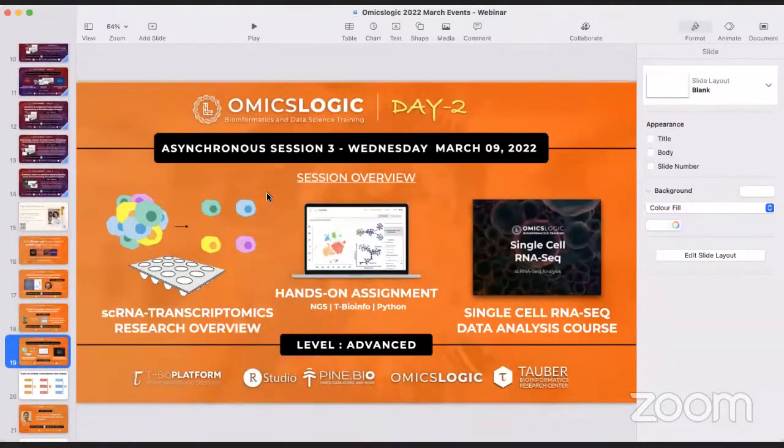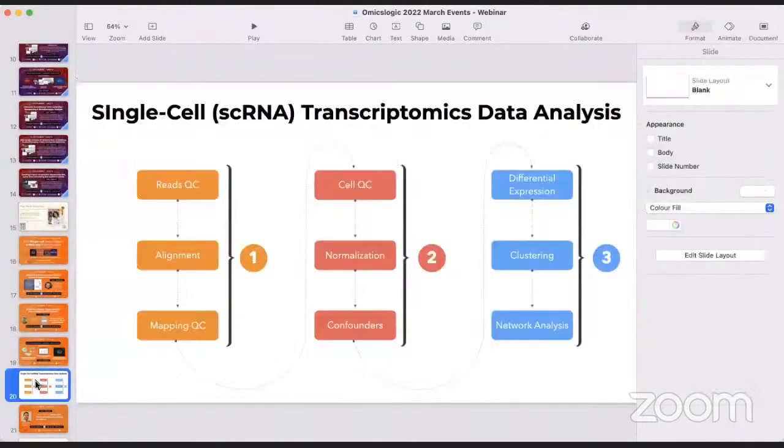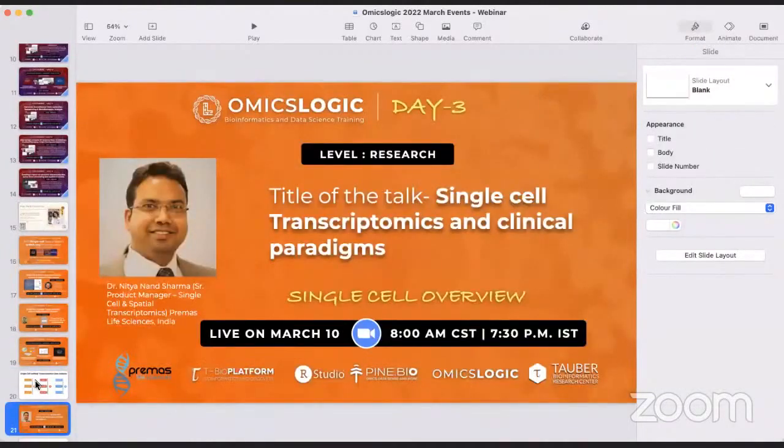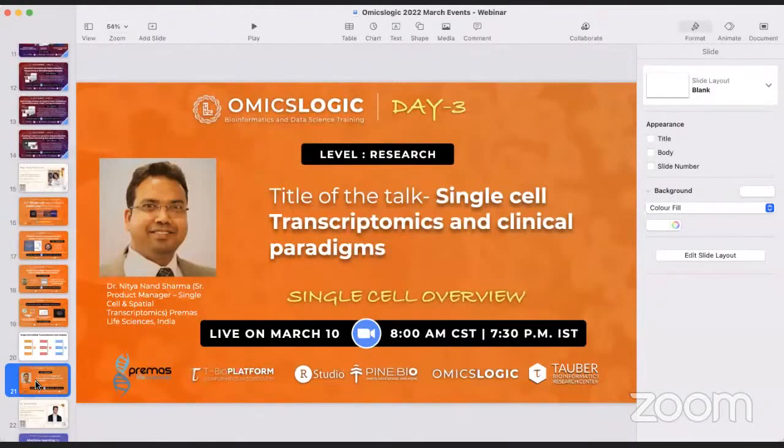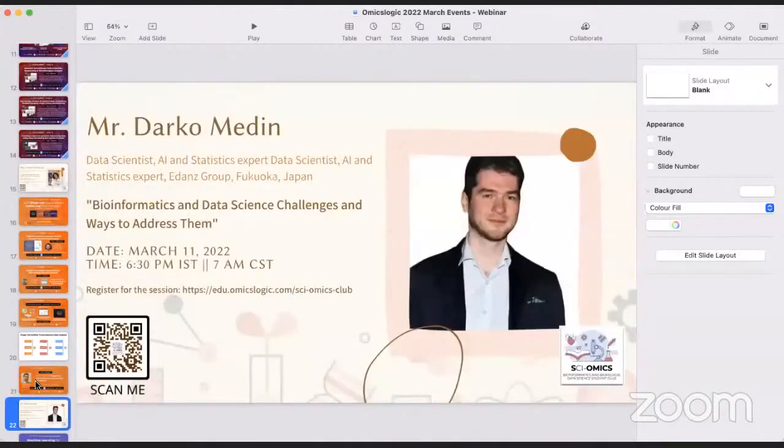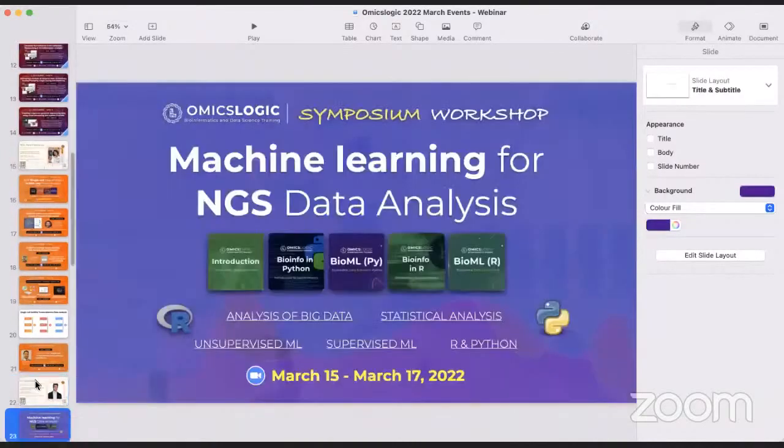So this is the plan for day 2, and after that we have day 3, where we have an expert talk to summarize and understand where we are with single cell transcriptomics and its application in clinic. Followed by that, we will be moving to machine learning and data science. So after understanding the data, from pre-processing to cleaning the data, now we are integrating and analyzing the data using machine learning methods.